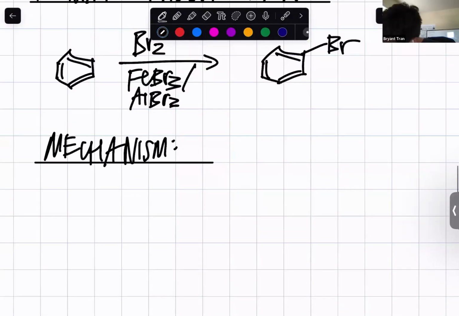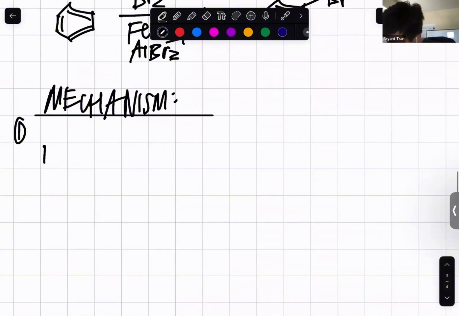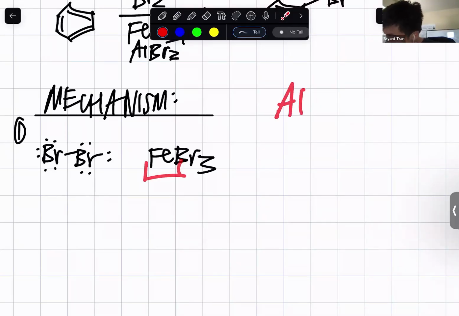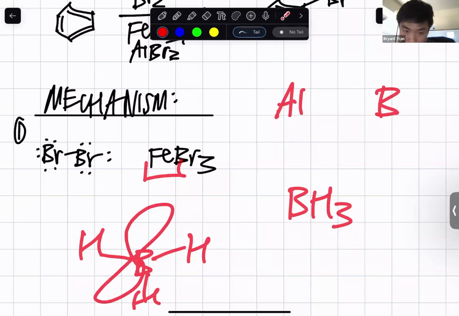The first step is to generate the electrophile. So to generate the electrophile, I'm going to draw out our reagents like this specifically. This is our Br2. Our Lewis acid catalyst is FeBr3. And think of iron and aluminum and boron as those atoms that would be neutral with 3 bonds, right? Because we know BH3 has 3 bonds. It's missing an octet. It's missing 2 electrons, but it's neutral.